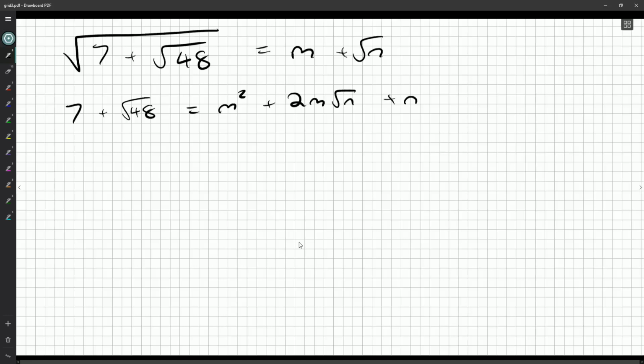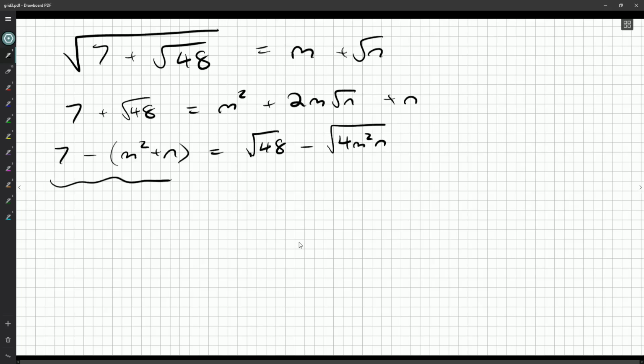Okay, so what can we do? Well, m squared and n are integers, so is 7. So here's a little sort of useful trick. I might say something to the effect of root 48 minus 4m squared n. This side over here is an integer. This side over here is not. So we've got a bit of an issue, unless, of course, they're both equal to 0. Okay? This is a nice little trick.